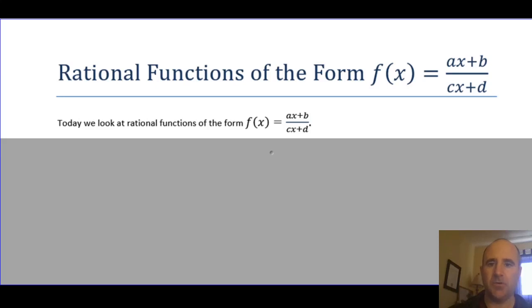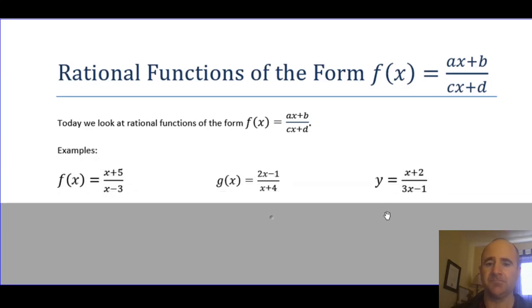So in this lesson, we're going to look at rational functions of the form ax plus b divided by cx plus d. So to start with, it makes sense to just look at some examples of that. Okay, so we're talking about rational functions, and notice that both the numerator and the denominator are just linear functions in this case. So what do graphs like this look like?